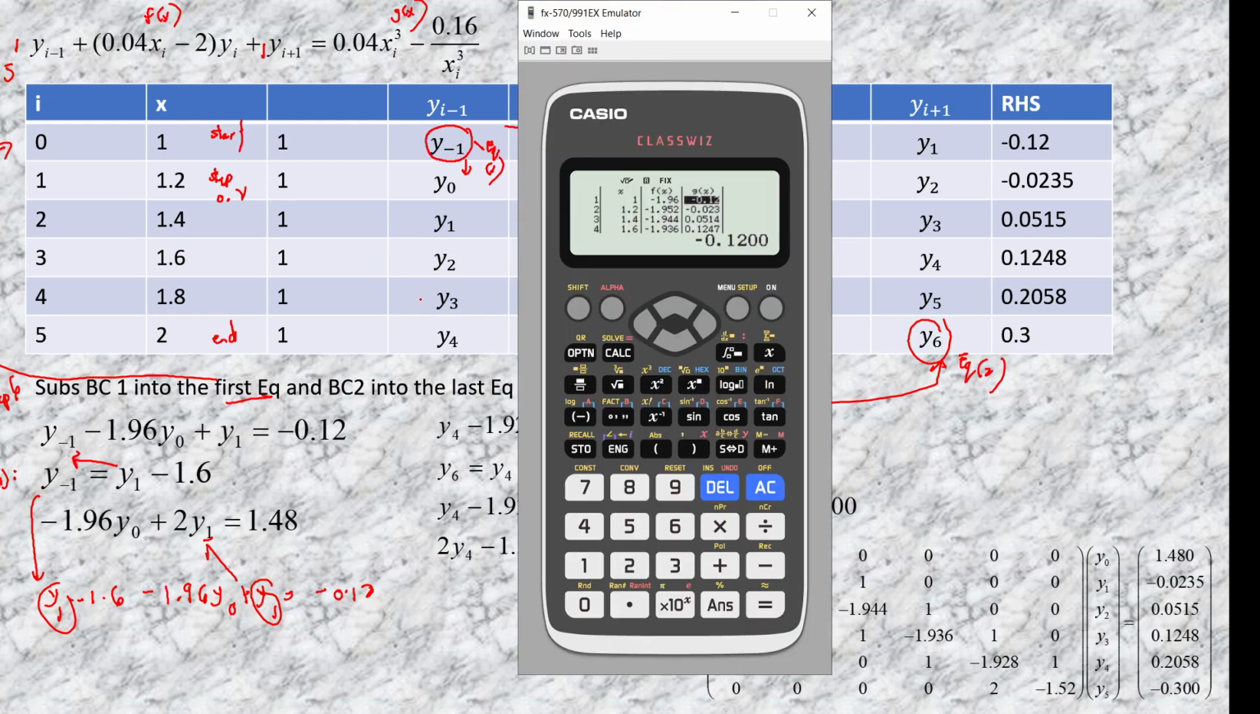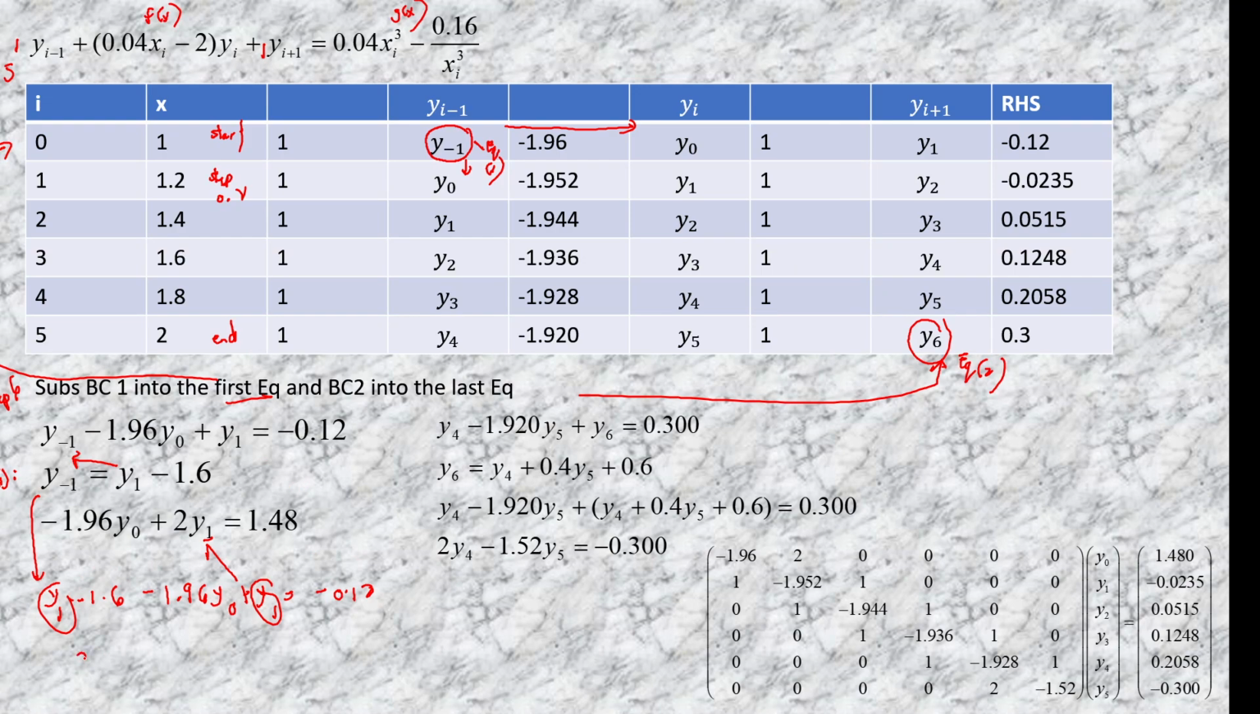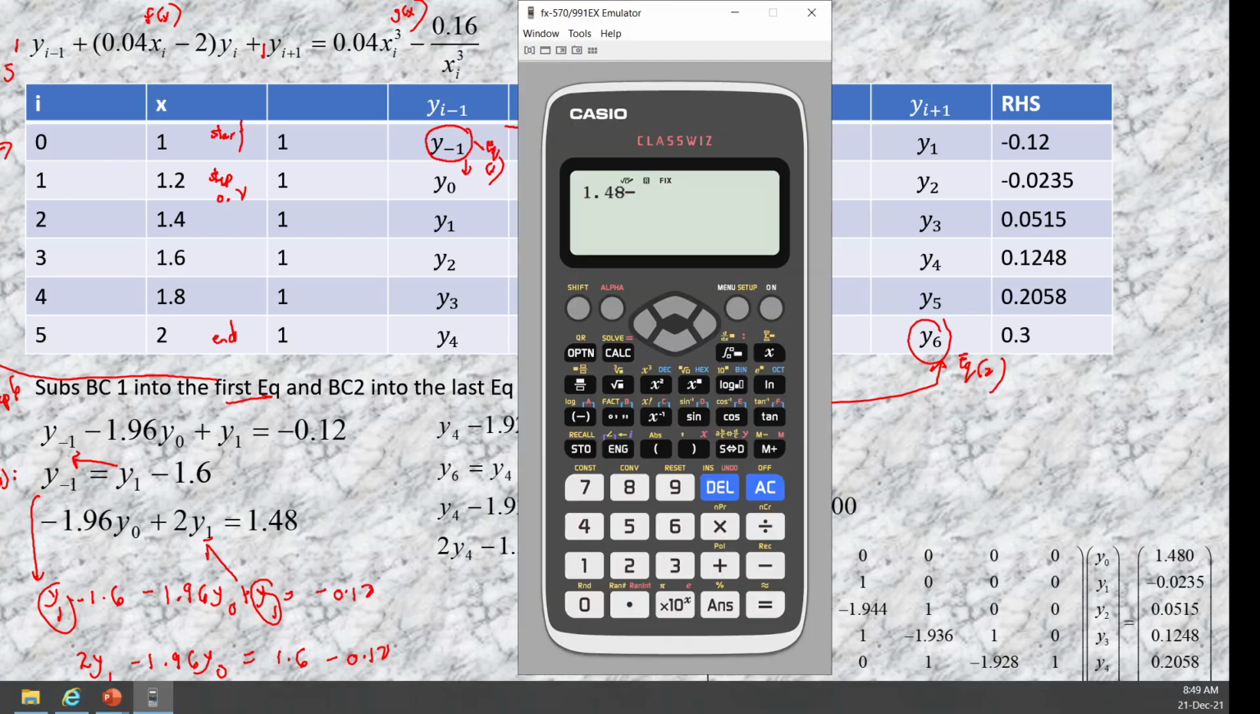Where's the calculator? You can go to menu number 1. From here, negative 0.12 plus 1.6. In total, you got 2y1 minus 1.96 y0 equal to 1.6 minus 0.12. You obtain 1.48. Yes, 1.6 minus 0.12 is 1.48.